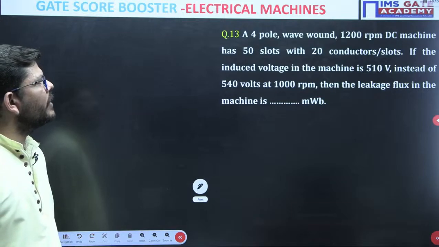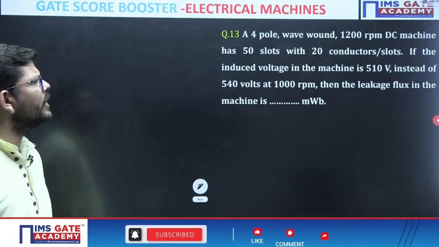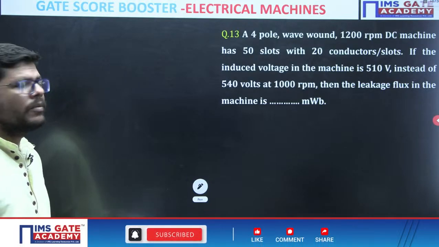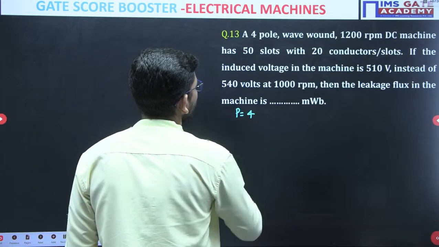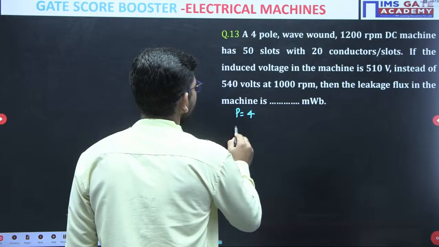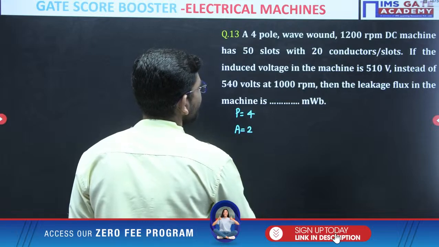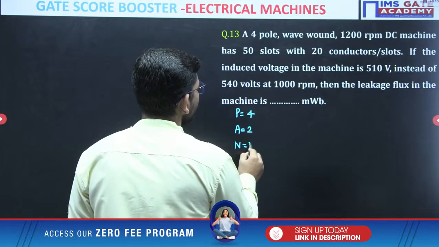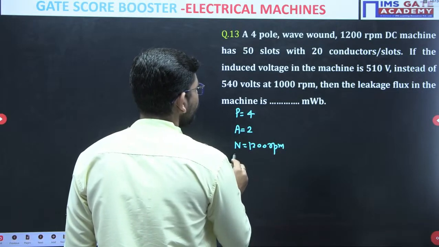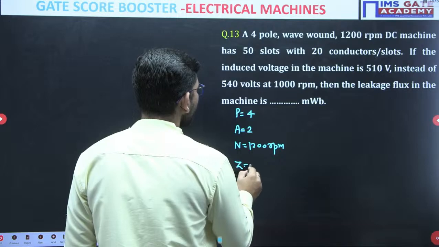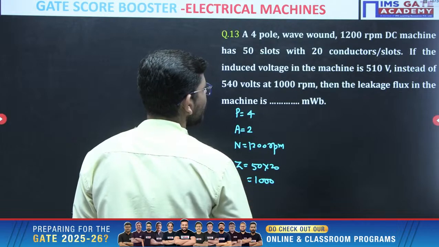A 4-pole wave wound 1200 RPM DC machine has 50 slots with 20 conductors per slot. So let me write the data. 4-pole, wave wound. If it is wave wound, the number of parallel paths will be 2 only, right. Speed is given as 1200 RPM and it has 50 slots with 20 conductors per slot. So the number of conductors will be 50 into 20, or 1000 conductors.